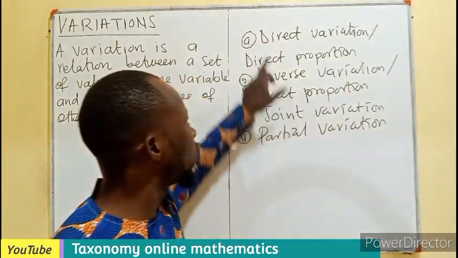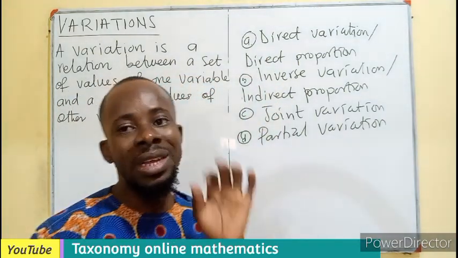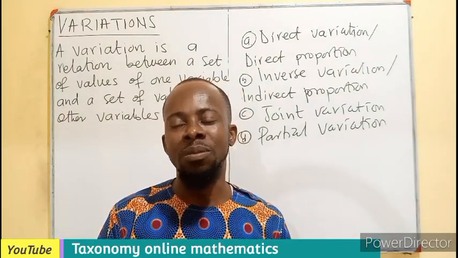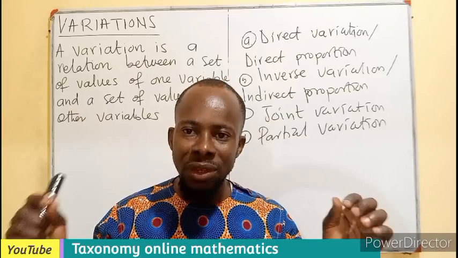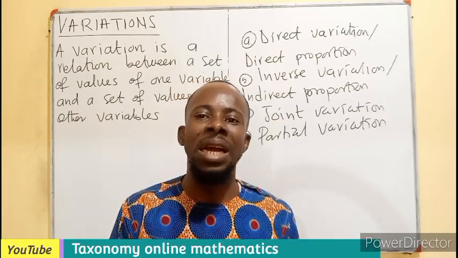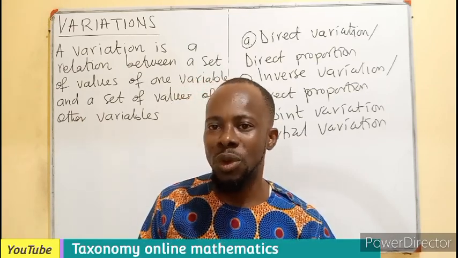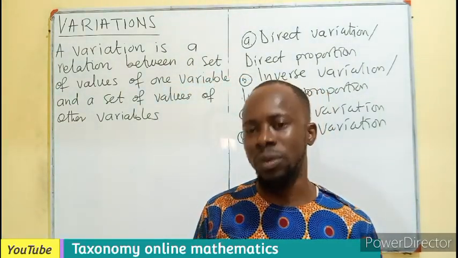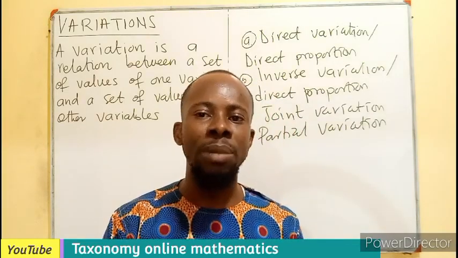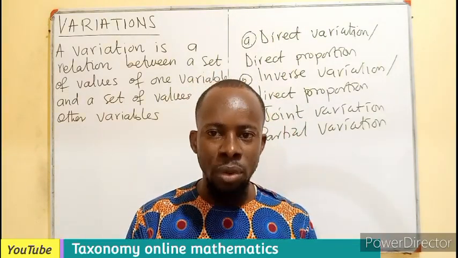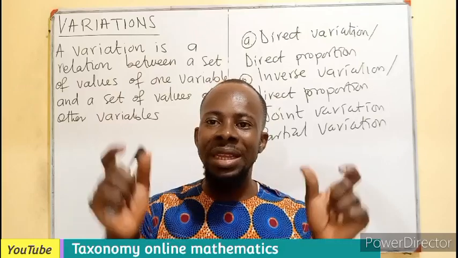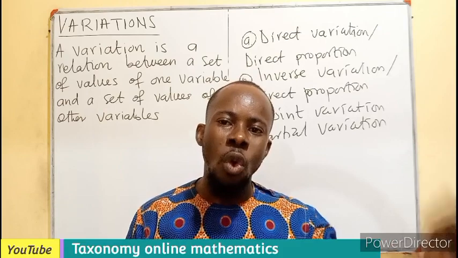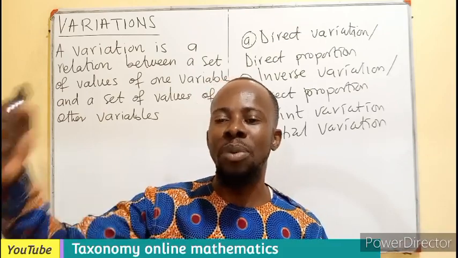Now, the first one, which we'll be treating in this episode, is direct variation, or direct proportion. It is more or less like comparing two quantities mathematically. Let's just say, for example, you want to buy an article, a book. Let's say the cost of the book is fixed at 10 Ghana cedis if you buy one. So we are going to compare the quantity of books to the price.